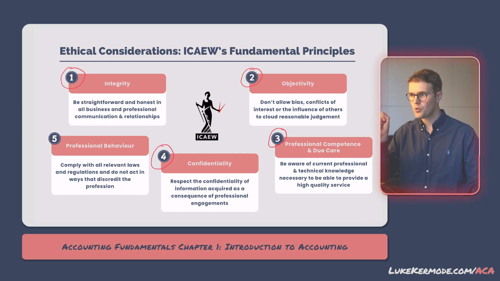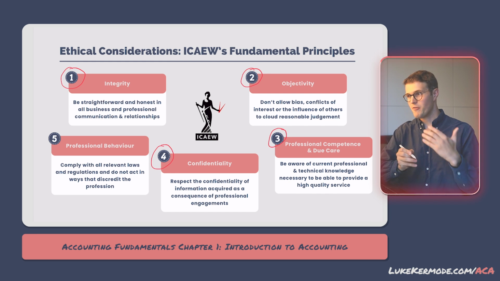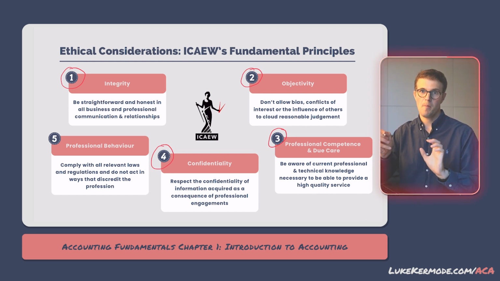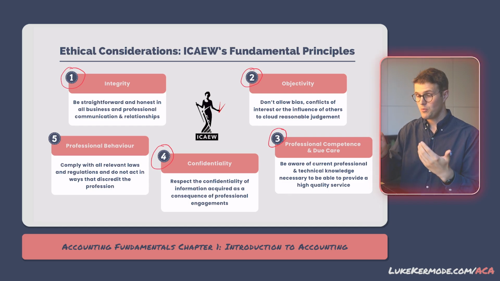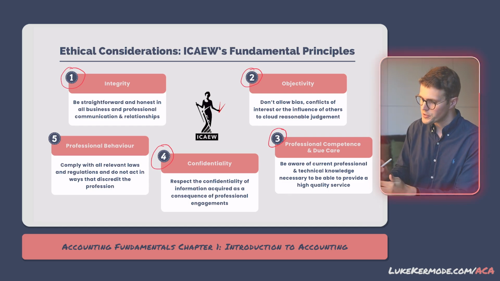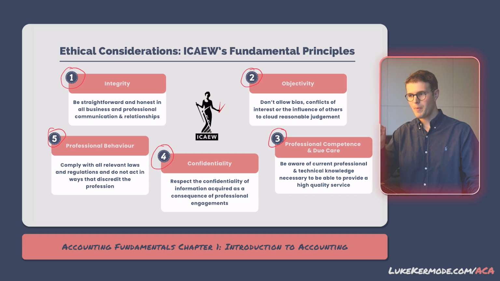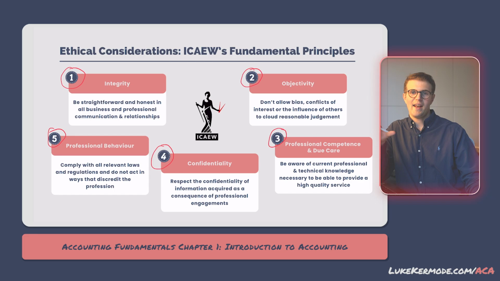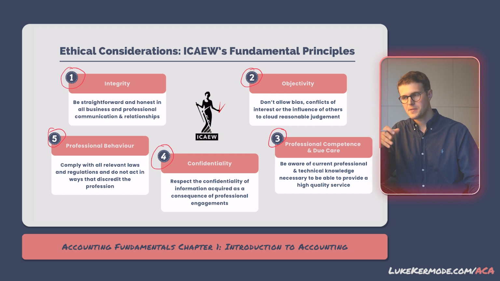Confidentiality is also vital. Information obtained during professional work must be kept private, never shared with third parties, and never used for personal gain or shared without clear authority to do so. Finally, professional behaviour. This means not doing anything you shouldn't. You must comply with laws, regulations, and avoid any conduct that could discredit the accounting profession. These principles guide how accountants should think, act, and make decisions, even in ethically complex situations.